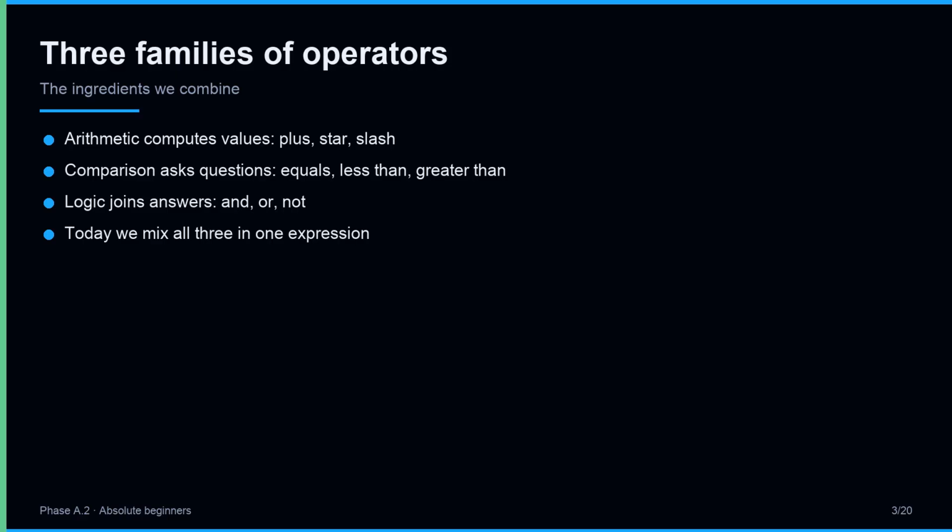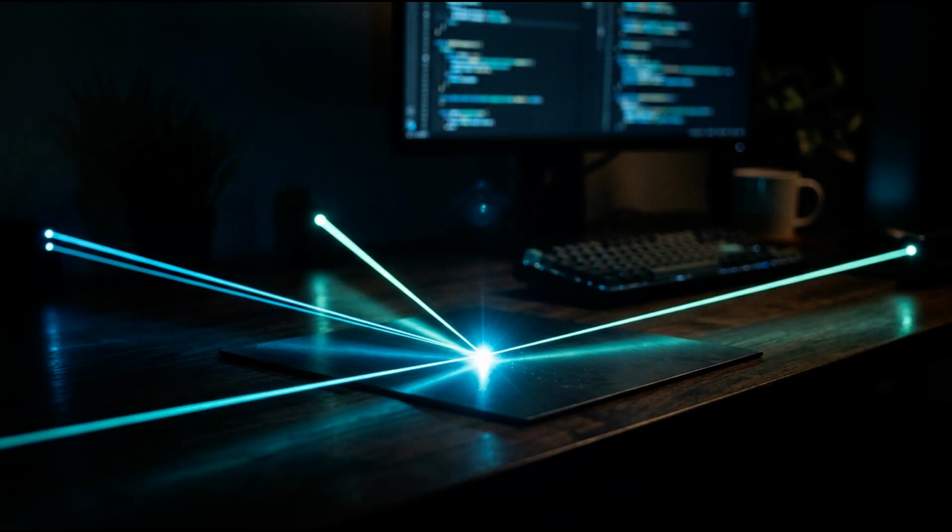Name the ingredients. We have met arithmetic, and we have met comparison. Today they meet each other, joined by three small logic words: and, or, not. Combining them is how real rules are written, from password checks to shop discounts. One line can quietly carry a surprising amount of meaning once you know how it fits together.